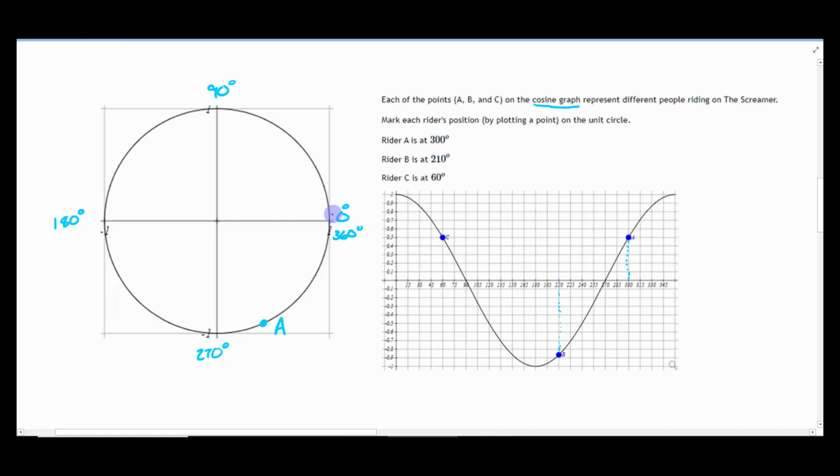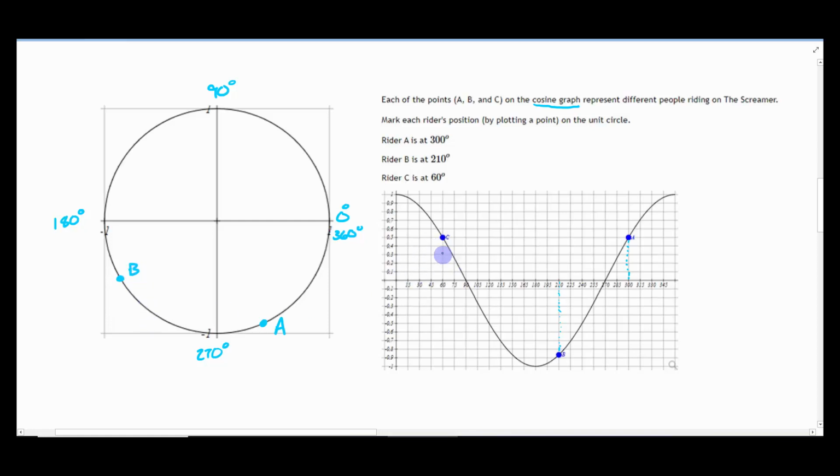Again, they give us that information here, right? So we'd go 90, 180, and then this is 270, so that's too far. So 210 is somewhere over here in the third quadrant, so we're just going to eyeball it a little bit. So we'll say 210 is about right here, and we'll mark that as rider B.